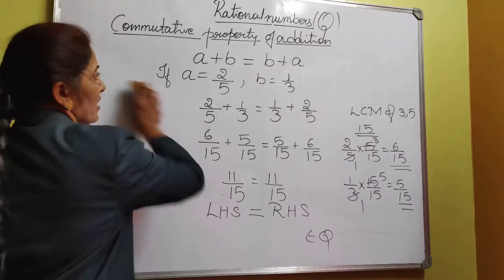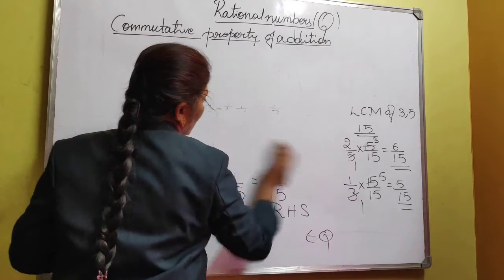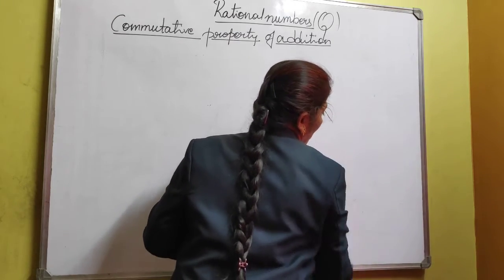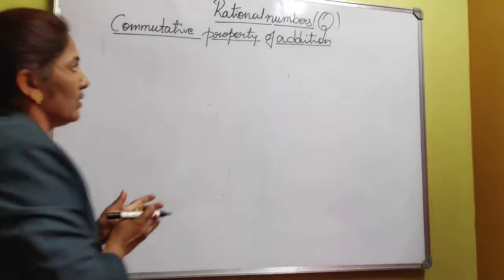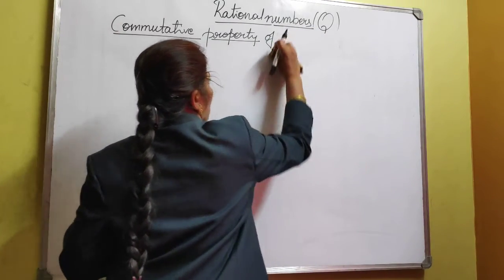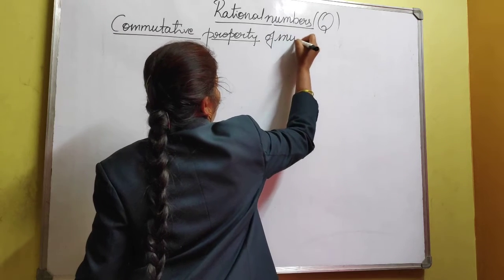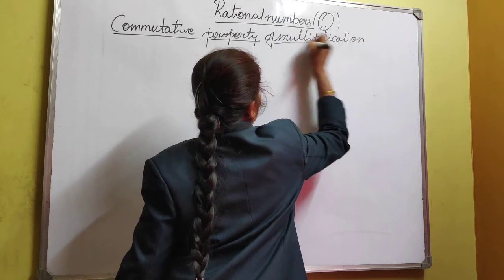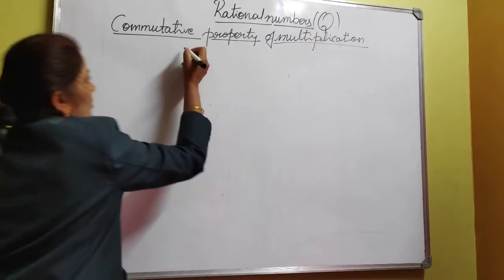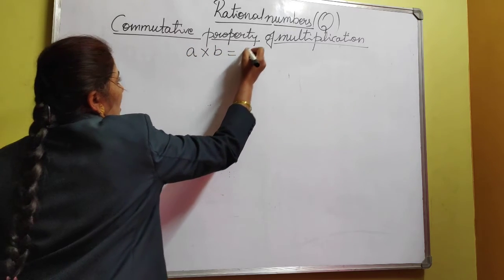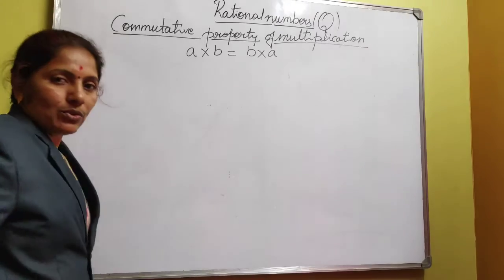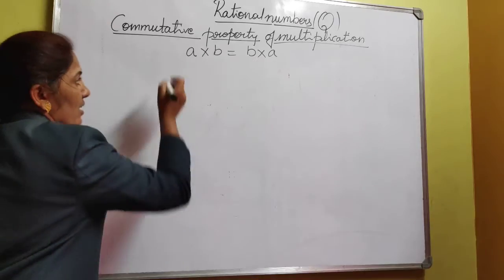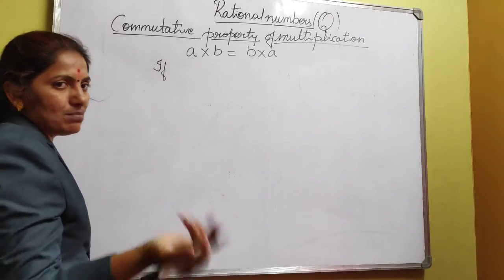Next I am going to look at the commutative property of multiplication. The commutative property of multiplication says that when we find the product of any two rational numbers, A into B is equal to B into A. Here I have interchanged the places of these two rational numbers. We'll check it here. It is very easy and simple.